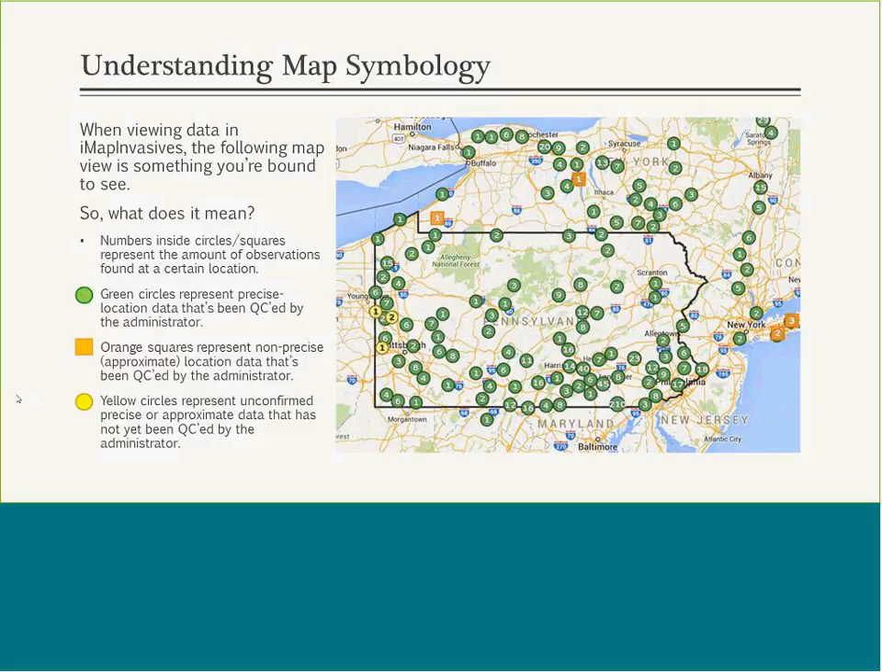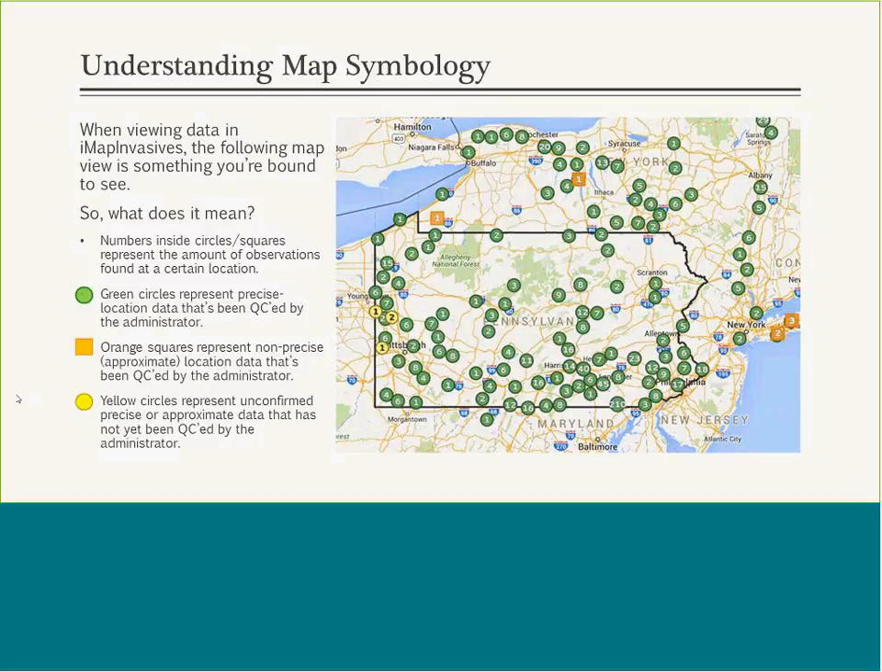The green circles represent precise location data that has been QC'd by the administrator and reviewed, and we know that it's good, trustworthy data. Orange squares represent non-precise, more approximate information, and that's data that also has been QC'd by the administrator. Again, that's non-precise information, not information that has precise GPS coordinates.